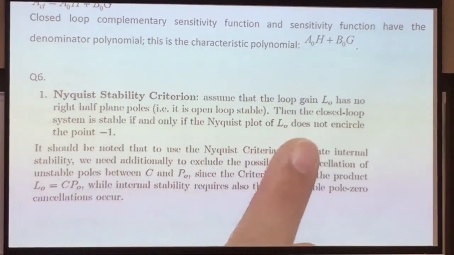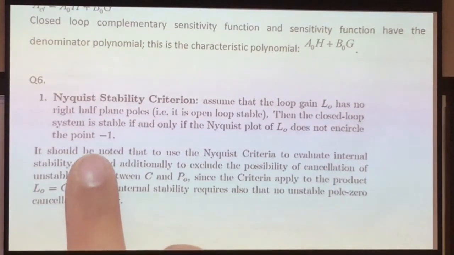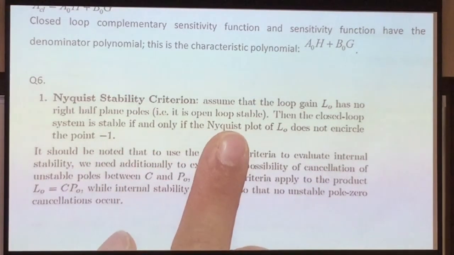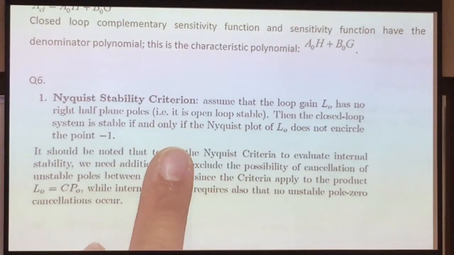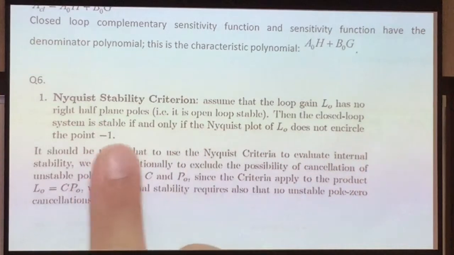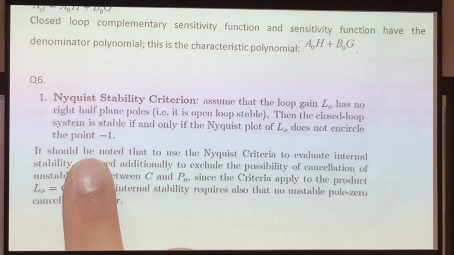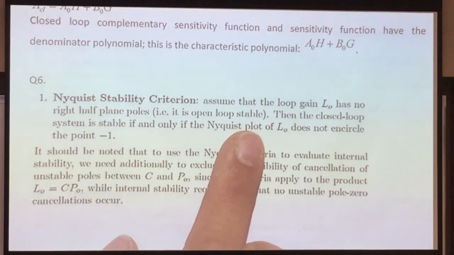Adrian says that the closed loop system is stable if and only if the Nyquist plot does not encircle -1. Under which condition does it apply? You only apply it if L naught is open loop stable. Okay? So this is the assumption before the Nyquist stability criterion can work. If you just tell me that the closed loop system is stable if and only if the Nyquist plot L naught does not encircle -1, it's only half the answer. The other half of the answer is that L naught must be open loop stable.